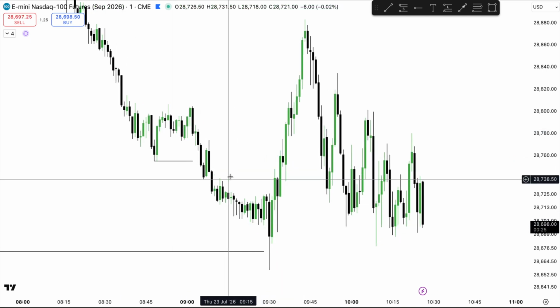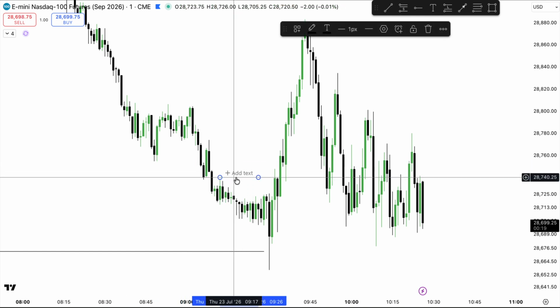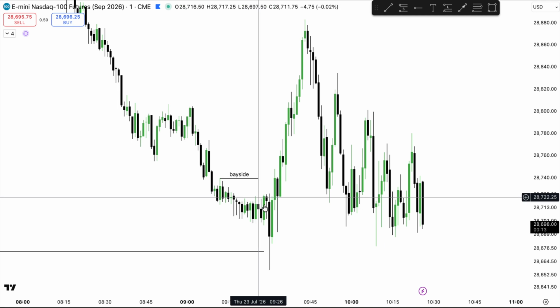So with that being said, I see we also have a high right here inside of a fair value gap, which are great liquidity pools. We got buy side resting right here.